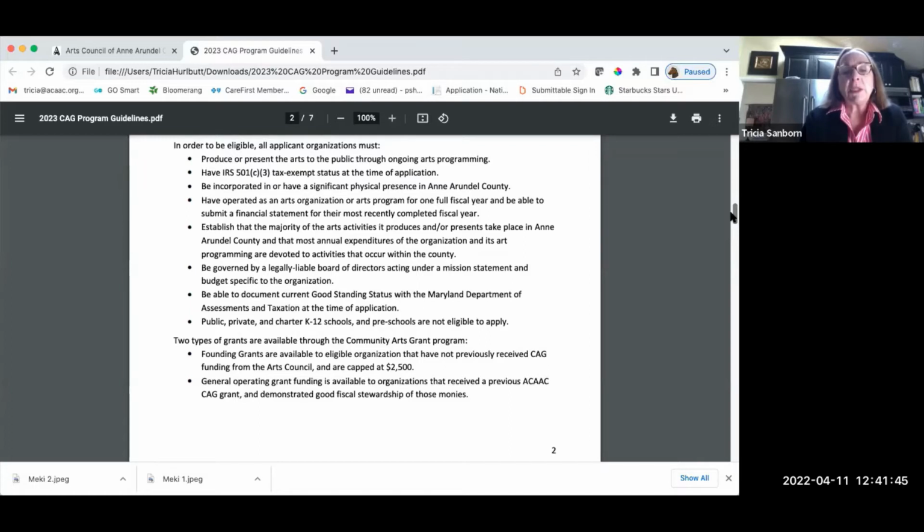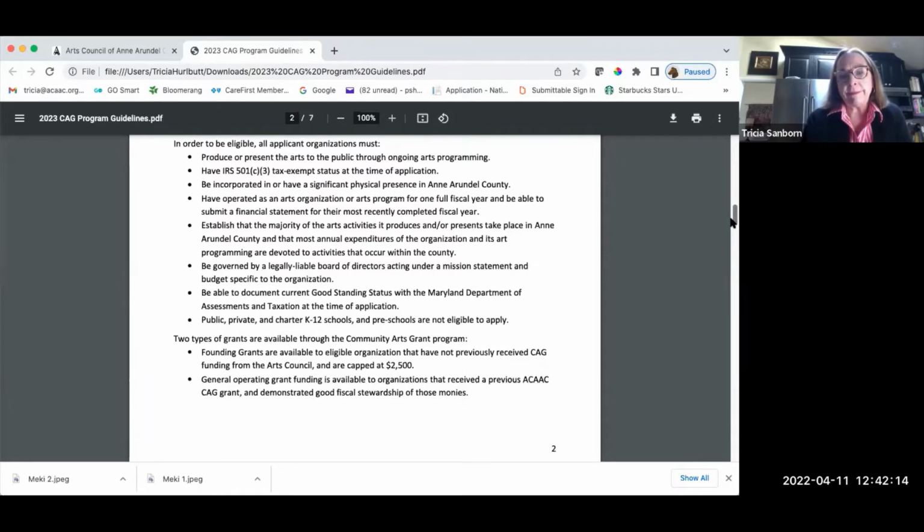There are 2 types of grants available. For those of you, and I know there are a few in the audience, that have not previously received a community arts grant, you can apply for a founding grant of up to $2,500. There is also a second funding stream, and that is for current grantees. Your request should be in line with what you have previously requested.